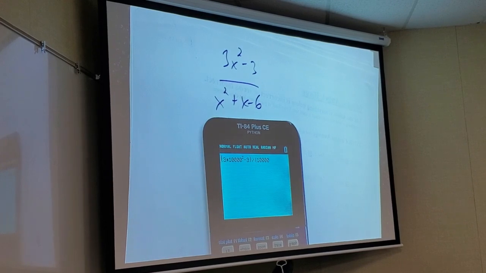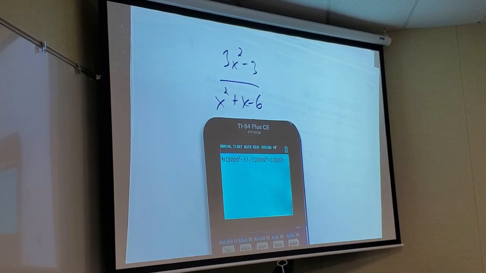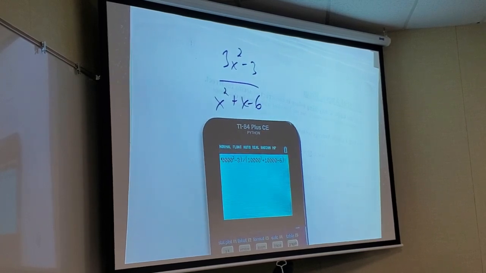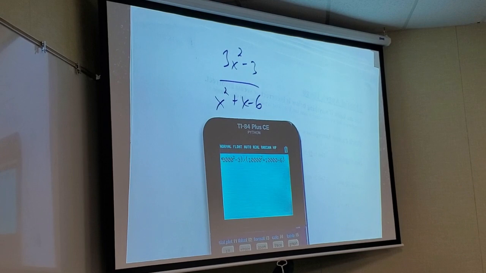squared plus 10,000 minus 6. I'm going to make a prediction. I'm going to predict it's going to be almost 3. Maybe it's going to be exactly 3.